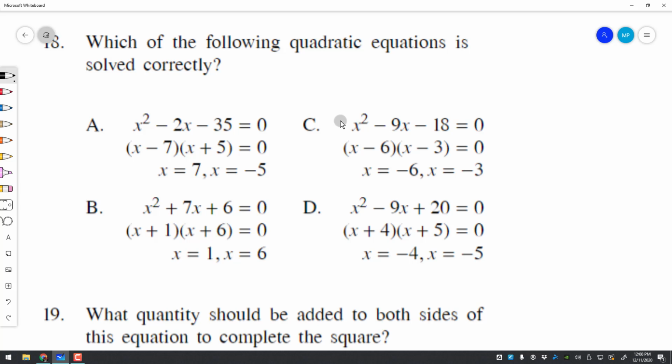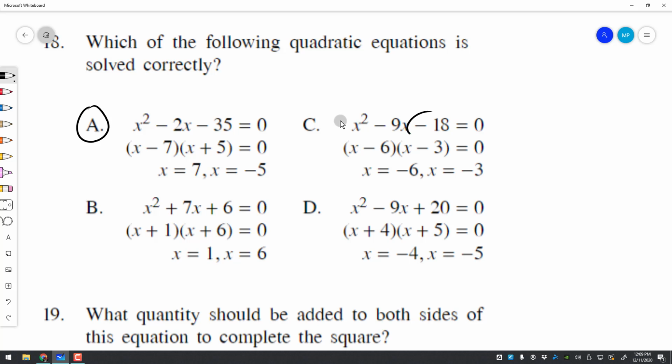Okay, 18. Which of the following quadratic equations is solved correctly? So great, I might have to check all four of these. Let's see, it looks like they took a quadratic equal to 0, they factored it, and used zero product property. So let's check their work. Do their two factors multiply to negative 35? Yep. Do their two factors add up to negative 2? Yeah. Okay, so I think they factored correctly. And when they set each of these equal to 0, they got positive 7 and negative 5. I'm pretty sure A is correct.